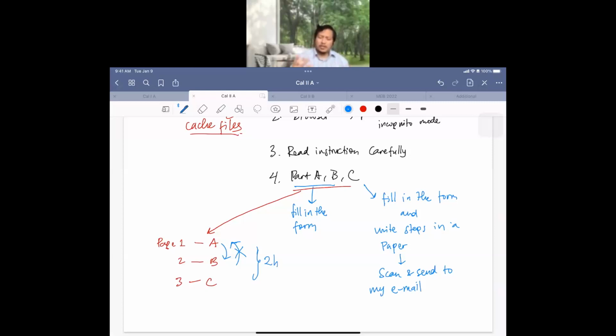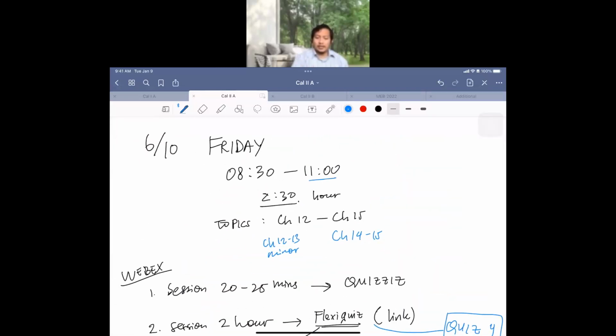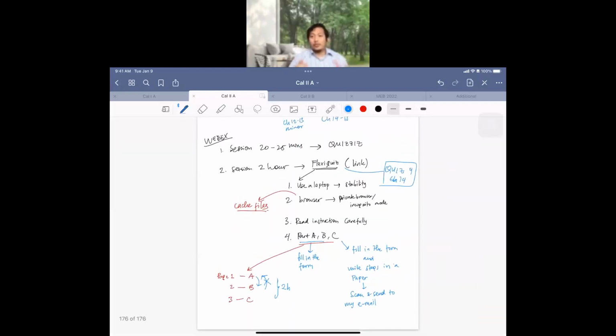It's 2 hours, or maybe 55 minutes, around 50 minutes. You need to manage your time wisely. Because we end at 11, I will give you an extra 5 to 7 minutes to send the paper via email. So that is generally what we are going to do.